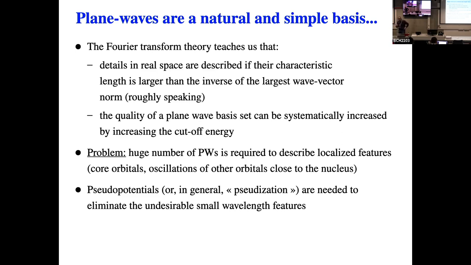Okay, and so there's a problem, because we know that close to the core of the system, the wave functions are oscillating quite a lot. First, the core wave functions oscillate because they are core wave functions, but then the other ones, even for the valence electrons, need to be orthogonal to those ones. And since they are orthogonal, they also have strong oscillation close to the core. To avoid that, we use so-called pseudopotentials.